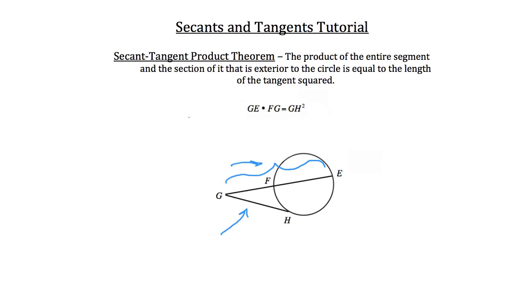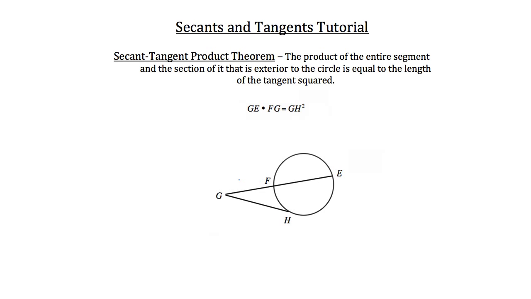So essentially what we have is the secant, the whole thing, GE, times that portion of it that is exterior, right here, exterior to the circle. The product of those two, so by the way, that exterior portion is going to be GF. The product of GF and the entire length of the secant, GE, is going to be equal to the tangent, so again, GH, squared. So let's go over a practice problem that you might actually see.